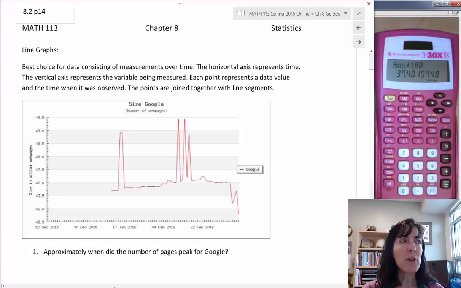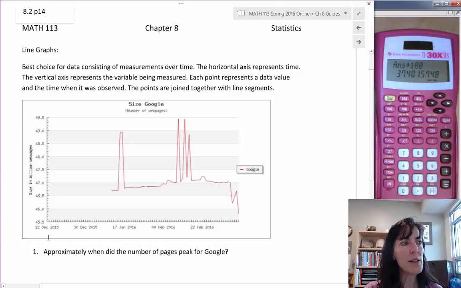Another type of graph you might see is a line graph, and you can see a line graph because it looks like you could put a piece of string on it and it would go from one end to the other on the graph, and that's what that is, a line graph. It's the best choice when you're looking at measurements taken over time.